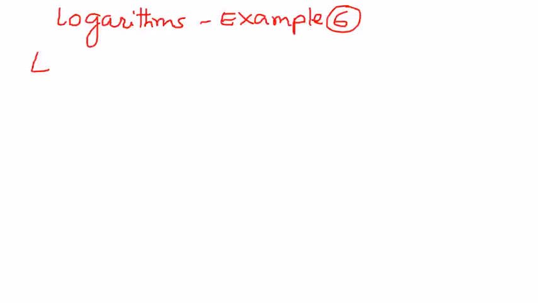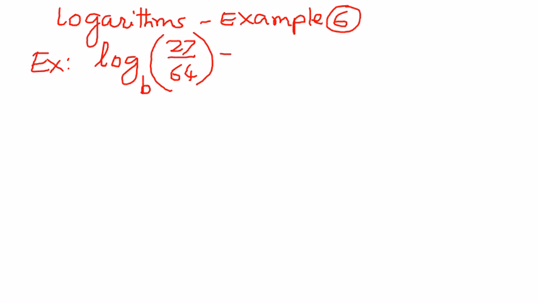Let's say we want to evaluate this logarithm here, log of 27 divided by 64 to the base b is equal to 3. As a first step for the solution, we can express this logarithm as an exponent as follows. 27 divided by 64 is equal to b to the power of 3.